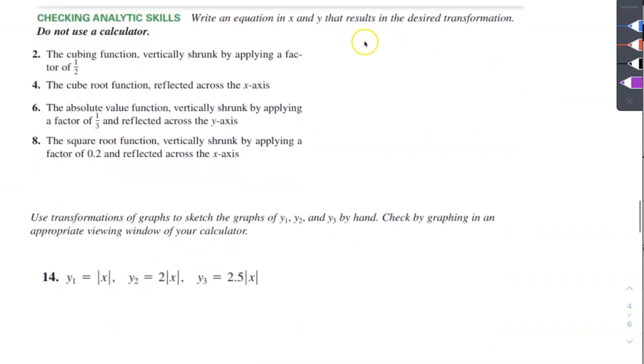Next one, write an equation in x and y that results in the desired transformation. The cubing function vertically shrunk by applying a factor of 1/2. So you notice how it's vertical? Again, vertical is outside. So the cubing function is x cubed. So we're going to do y equals 1/2 x cubed.